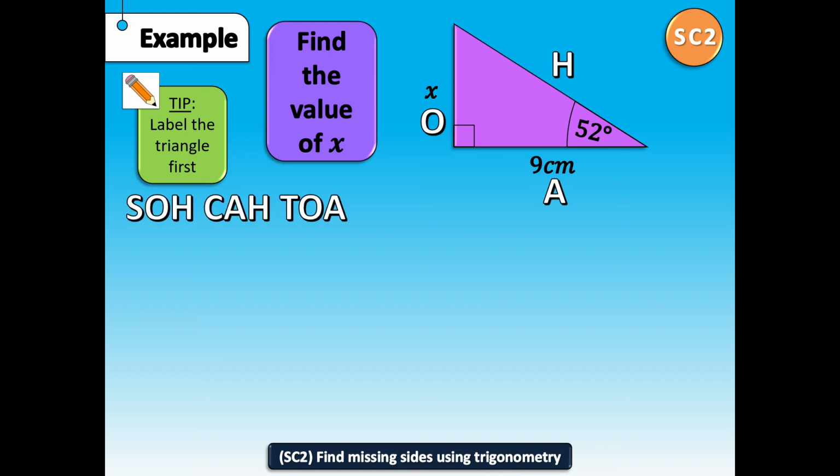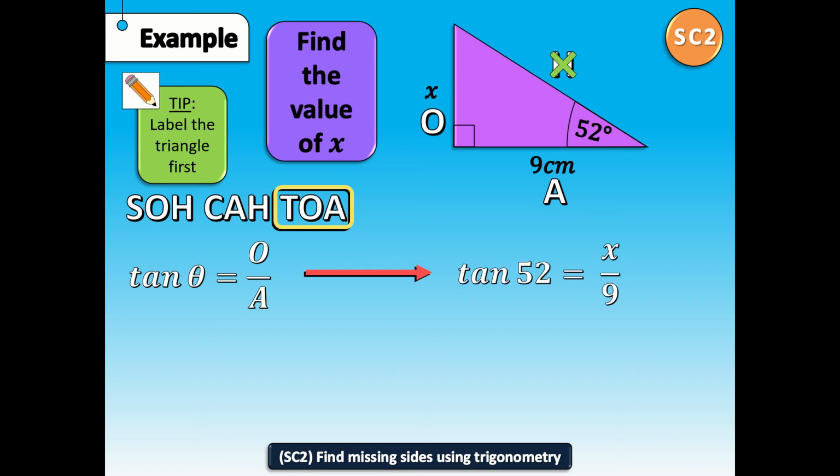Now we think about SOHCAHTOA. We're trying to find the opposite and we're given the adjacent. So O and A means we're going to use TOA, which means we're going to use tan. So tan theta is the opposite over the adjacent, and you've got to get them this way round. Always put them opposite over adjacent.